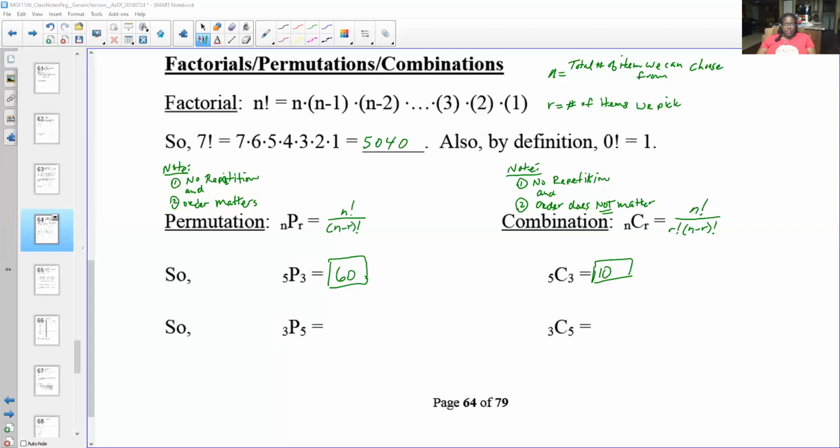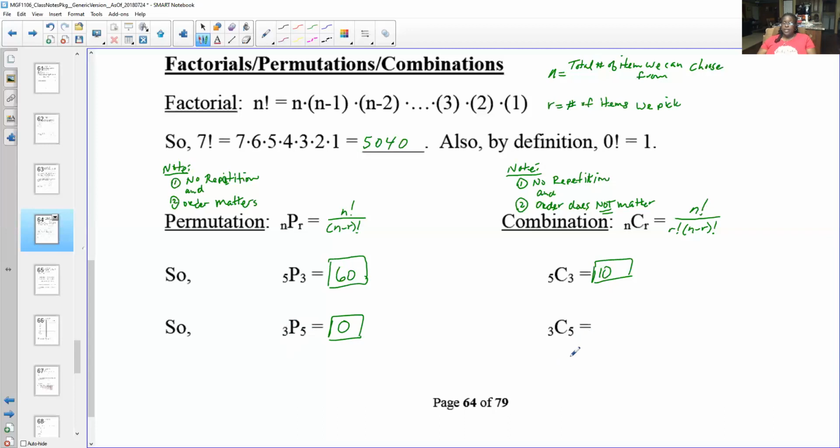But let's see. So we have 3, math, go over to probability, get your probability button, push enter, and then 5. Look, 0. It's not possible for you to have 3 items and then choose 5. You don't have enough. So your answer is going to be 0.